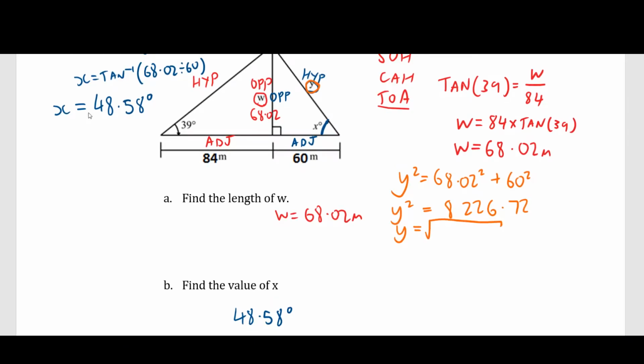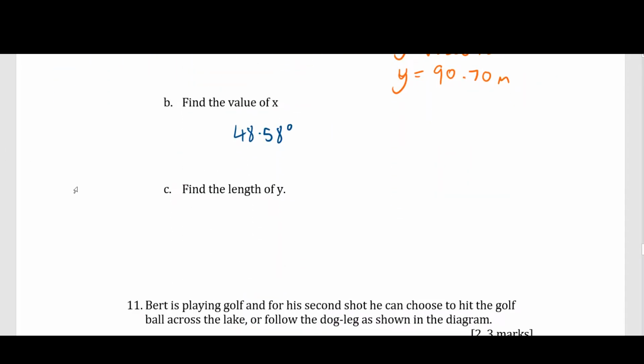Y equals the square root of 8,226.72, which is 90.70 meters. So 90.70 meters.